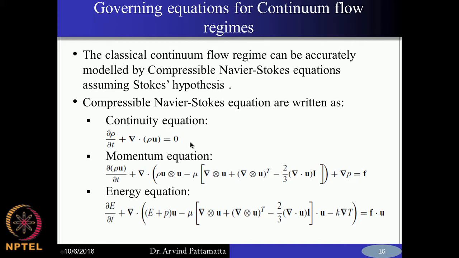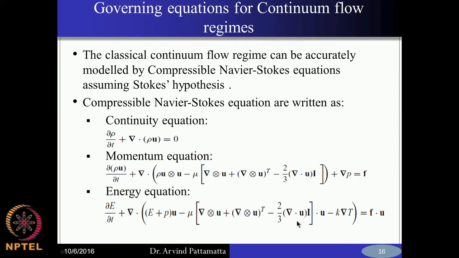So, you have the continuity equation, you have the momentum and the energy equation. In the momentum equation, you have this term which is 2 by 3 del dot u. For incompressible flows, that will be 0. That is the additional term coming in the momentum equation due to compressibility. And in the energy equation, you have this term here, 2 by 3 del dot u. And apart from that, you also have the pressure work, this is your del dot pu.